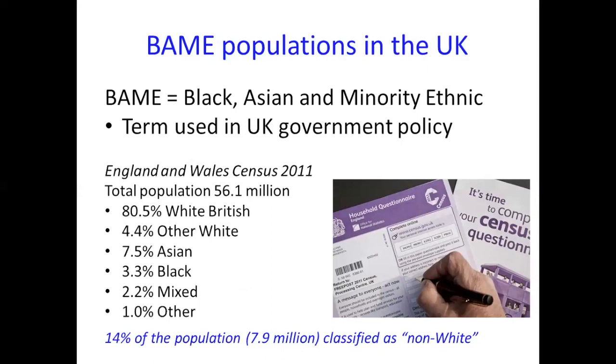So first of all, what is BAME? BAME stands for Black, Asian and Minority Ethnic, and it's a UK term used in UK government policy. So it's only used here, it's not used elsewhere at all. It's a fairly contentious term. Some people like it, some people don't, and you may hear other terms like people of colour, for example. So how many people in the UK are termed as being BAME? Well, the last census in England and Wales in 2011 showed that 14% of the population, almost 8 million, were classified as being of non-white ethnicity.